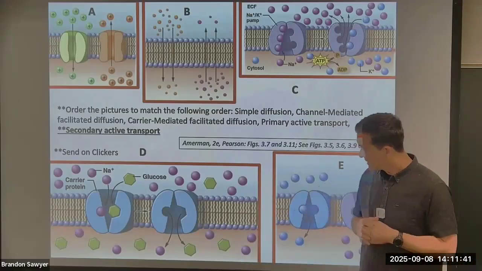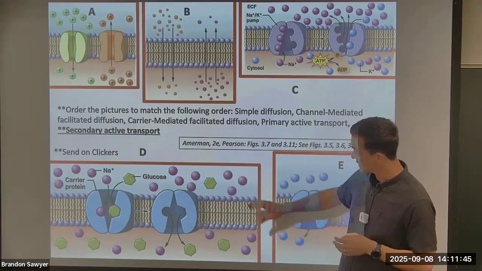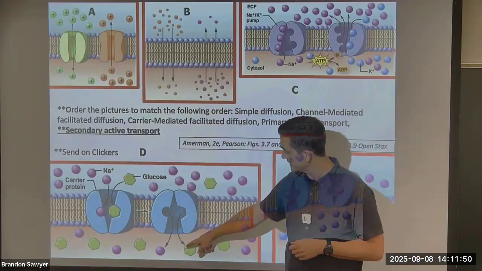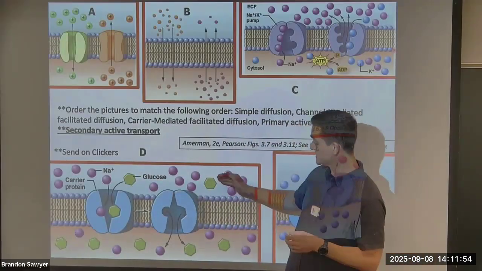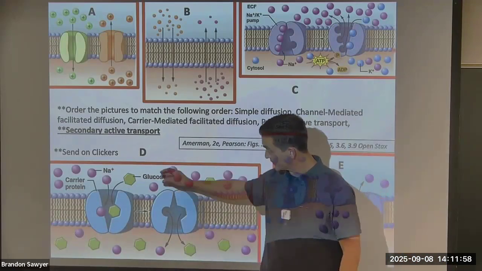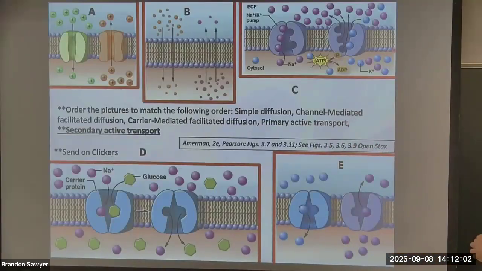This one, glucose is going into the cell and sodium is going into the cell. There's already a lot of sodium out here, but not much down here, so sodium's going with its gradient, from high to low. But glucose is the opposite. There's not much glucose out here, but there's a lot down here, and we're pushing more of that glucose in.